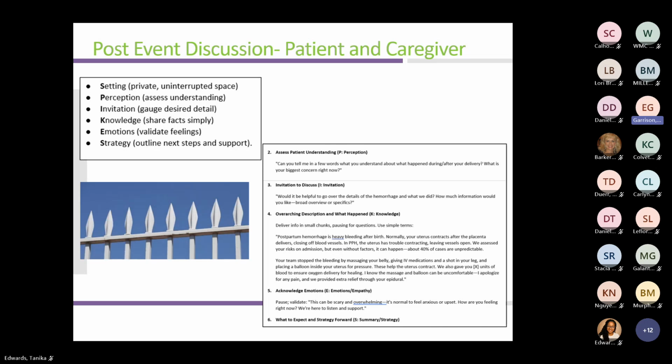And then knowledge is sharing the facts in a straightforward manner. E stands for emotions, really validating their feelings, their concerns, and then strategy, which is perhaps the next most important thing, of just outlining what are the next steps. What should the patient or the family member expect, and what kind of support will you offer them along the way? And it could be as simple as we'll have a nurse check on you every 4 hours. If there is any additional bleeding, this is your call light.